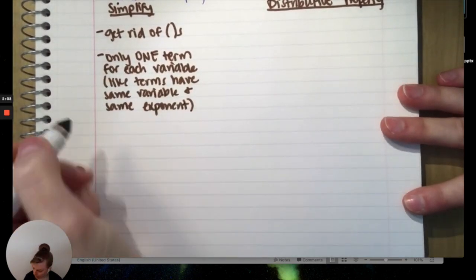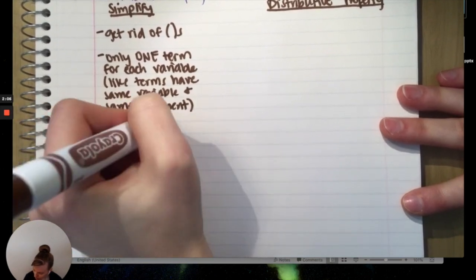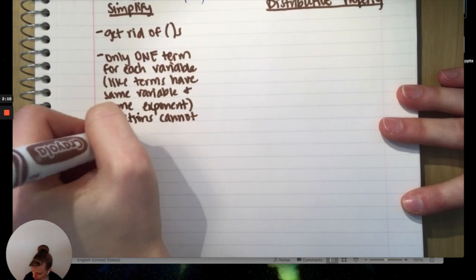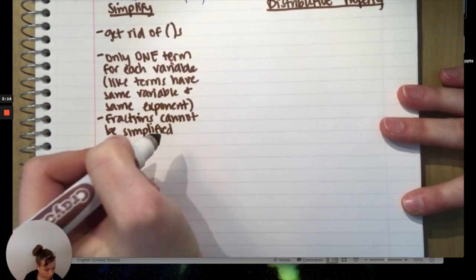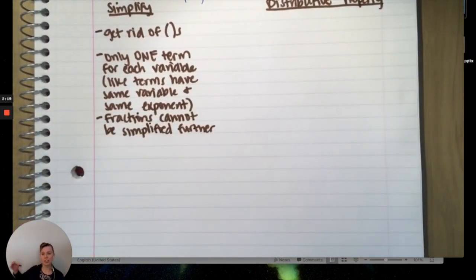We also want to make sure the fractions cannot be simplified further. That means the numerator and denominator will only have a common factor of 1. That means they are both relatively prime, and we can't break it down any farther.